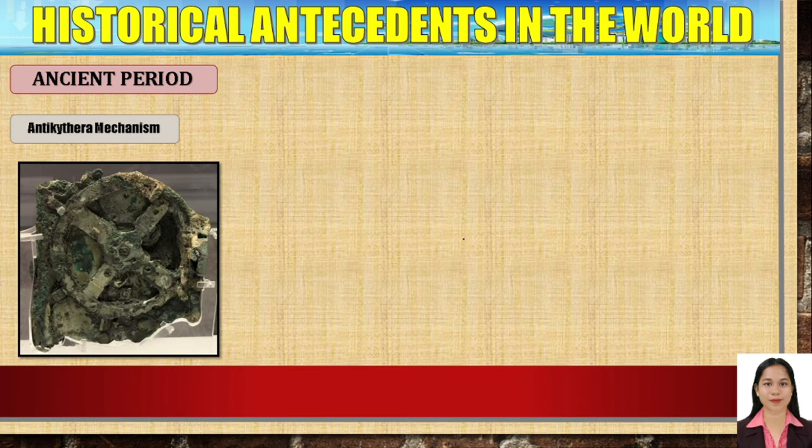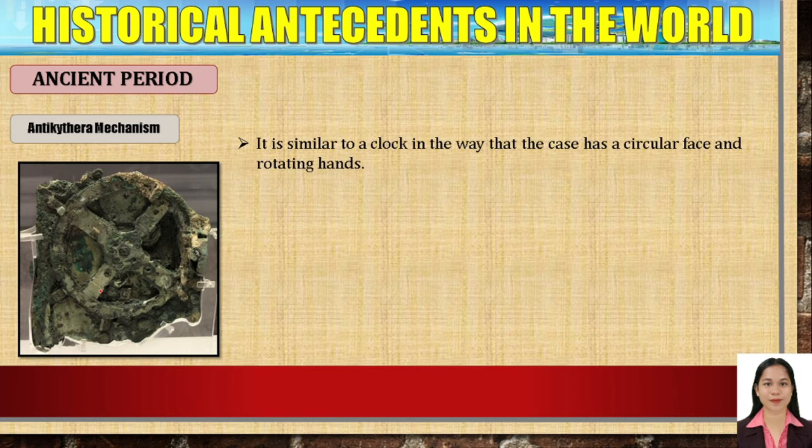Okay, next is the Antikythera mechanism. So what is Antikythera mechanism? Ito yung itsura ng Antikythera mechanism. Even before the invention of the antecedents of the modern computer, yung mga Greeks had already invented the ancient world's analog computer. This Antikythera mechanism is similar to a clock in the way that the case has a circular face and rotating hands. So halos same lang siya sa mga orasan.